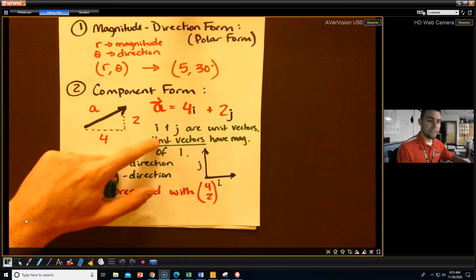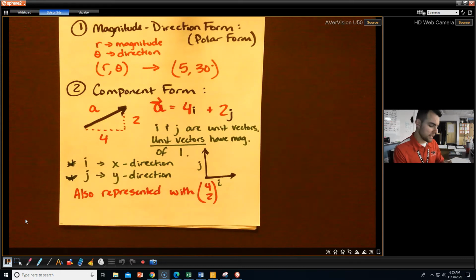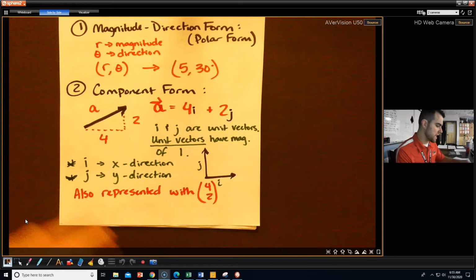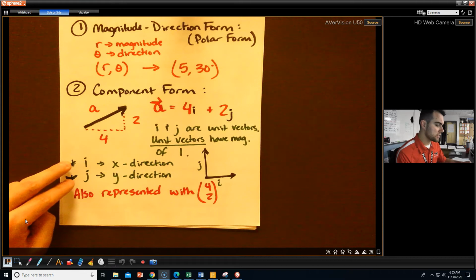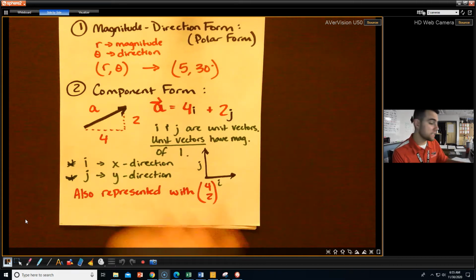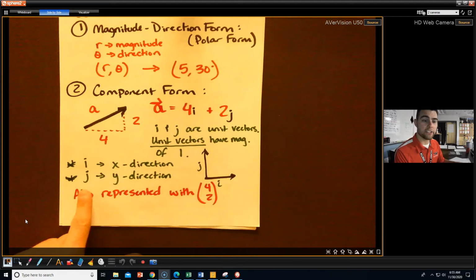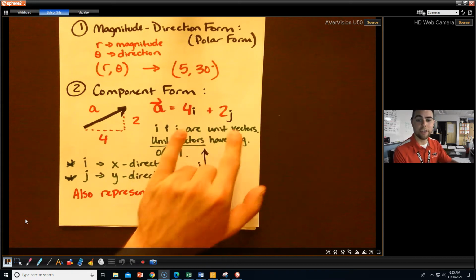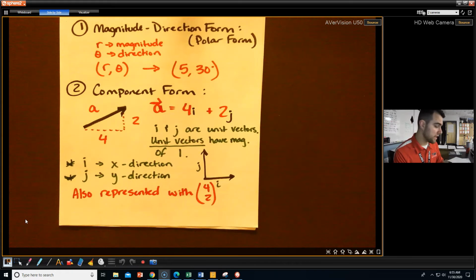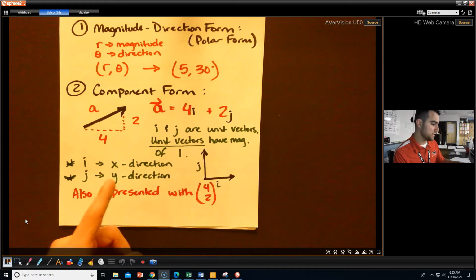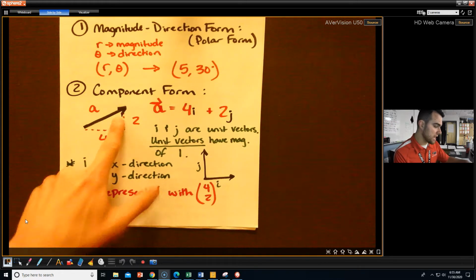This is more like the actual definition, if we're going closer towards that. But if you want to tell me, hey, it's 4 units in the x direction and it's 2 units in the y direction, this is how you can express that. So i and j, and so we can represent that as 4i plus 2j.